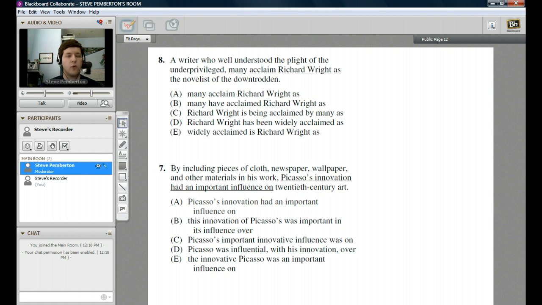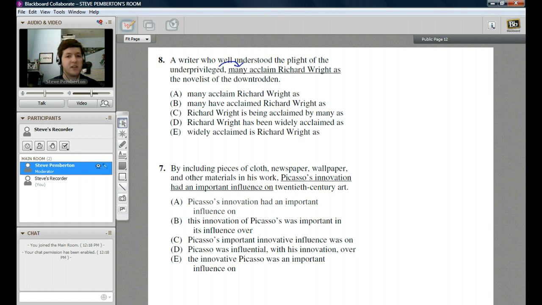Now, whoever well understood this and whoever was a writer, that should be the very next word after the comma, because that entire description was for him. But the way this is currently written, it says, many acclaim Richard Wright. So the entire little phrase modifies the many. Now, many people are not going to be a writer. So this is a misplaced modifier.